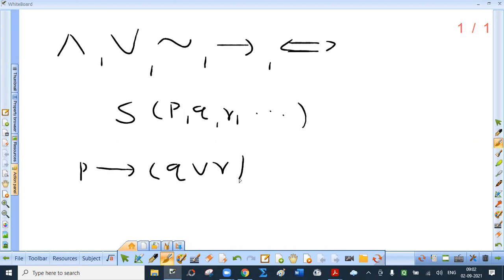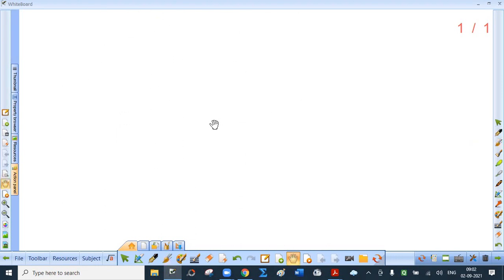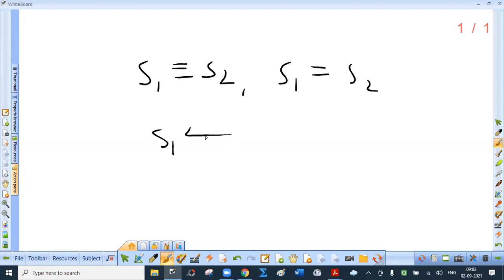So in this case, we write this as S1 equivalent to S2, or just S1 equal to S2. Is that clear? Now, two statement patterns, S1 and S2, are logically equivalent if their biconditional is always true. Right? So the truth value of S1 biconditional S2 is always true. I hope this is clear to you.